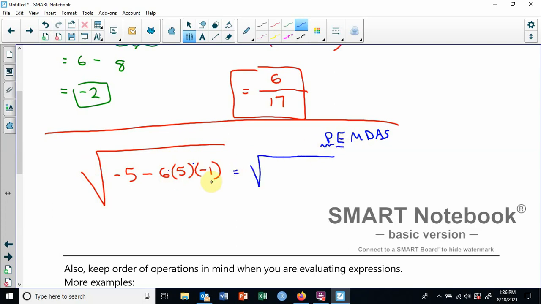Are there any exponents inside there? No. Now we need to do multiplications and divisions, and there happen to be 2 multiplications right here. So I'm going to leave negative 5, and let's see, minus 6 times 5 times negative 1. Well, 6 times 5 is 30, times negative 1 makes this a negative 30.